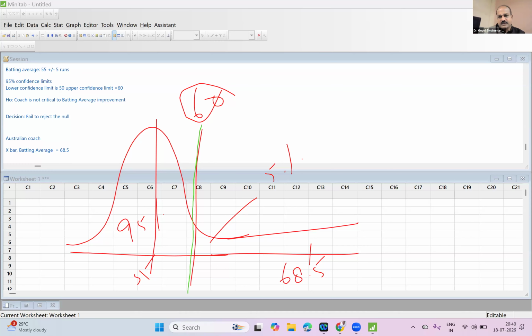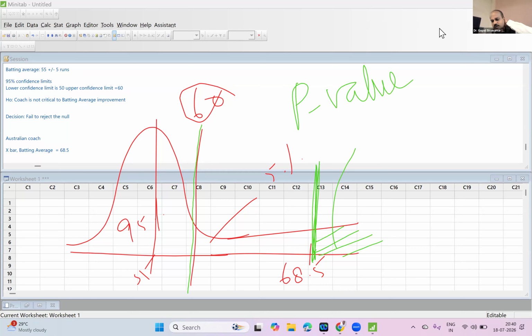Now you might ask, sir, this also would have happened randomly. But the probability of 68.5 happening randomly is, statistically by definition, the area to the right side of the observed value. Now, the green area which I hatched on the right side is known as the p-value. What is p-value? Probability of significance. Now, tell me the p-value.